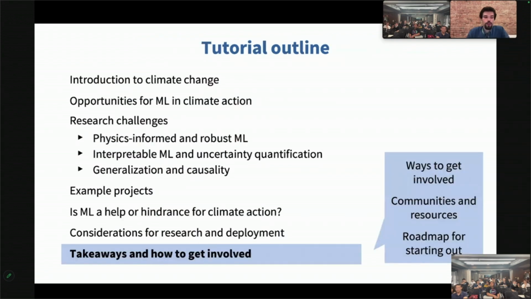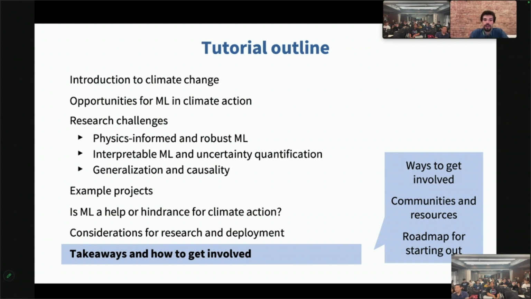So to finally wrap up, we've looked at what climate action means. We've looked at how ML can play a part in it. We've talked through research challenges. We've considered various examples, negative effects that ML can have on climate change as well, and considerations for research and deployment. Let's now look at ways to get involved, relevant communities, data sets, and other resources, and a roadmap for starting out.